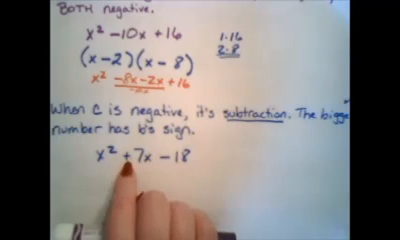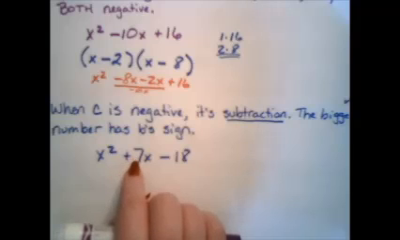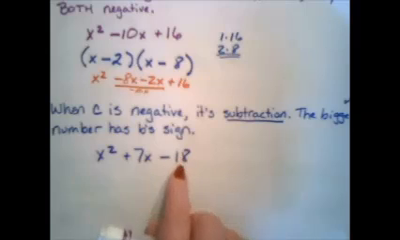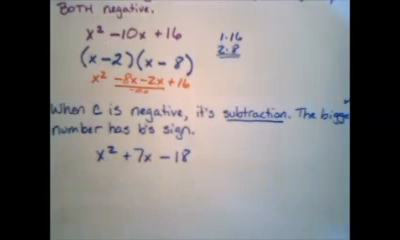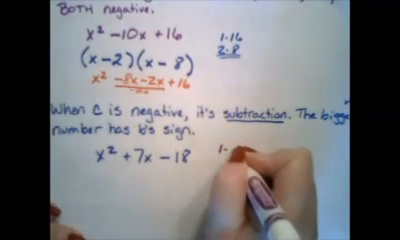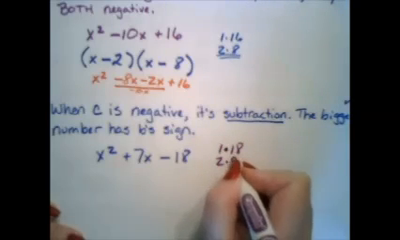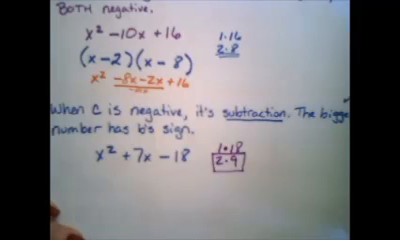And this could be positive or negative depending on which number has the biggest one sign. Let me explain. We have to come up with two numbers that multiply together to get 18, but subtract to get 7. So 18 is 1 times 18, 2 times 9. Now check that out. Those two numbers subtract to get 7.